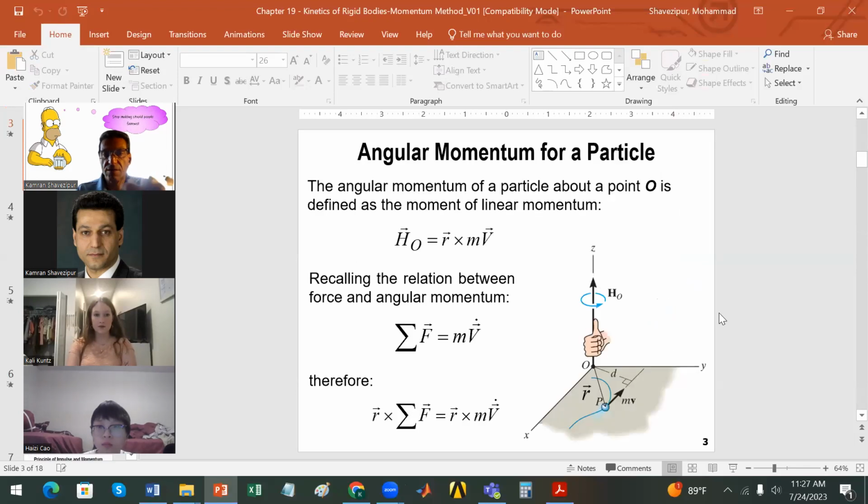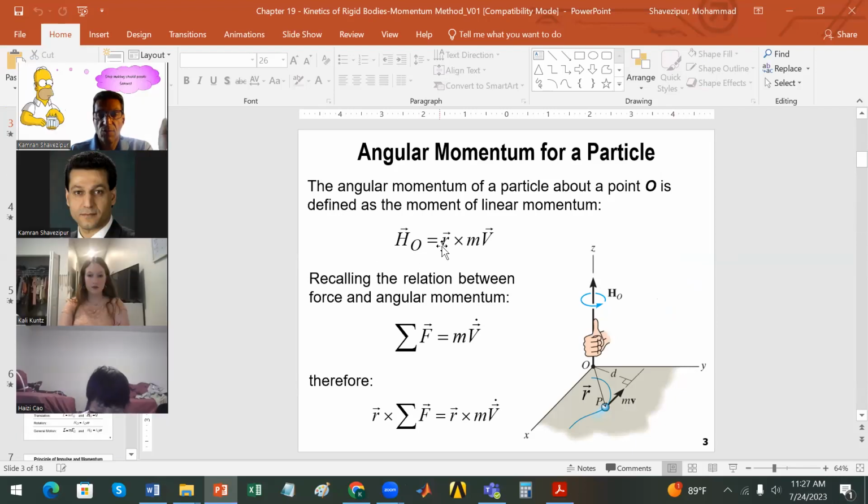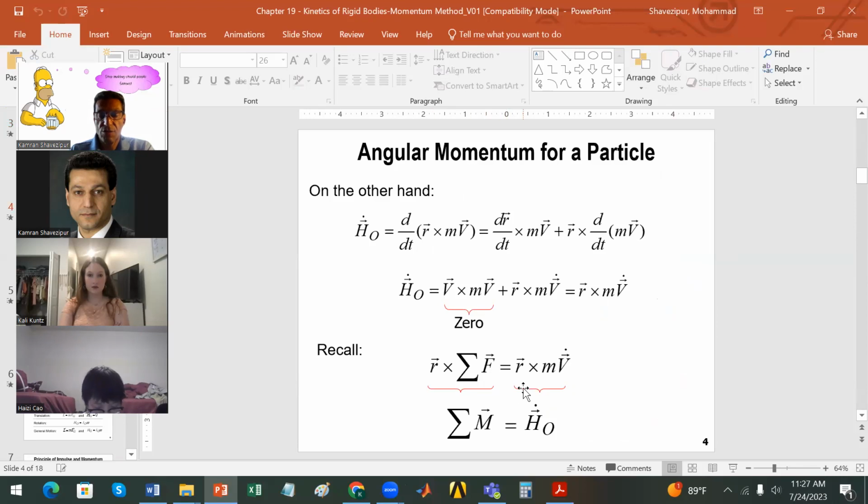So we started with angular momentum of a particle as the moment of linear momentum. We got the equations of motion in terms of angular motion and impulse and momentum. So we realized that the summation of moments is the change of angular momentum for the particle.